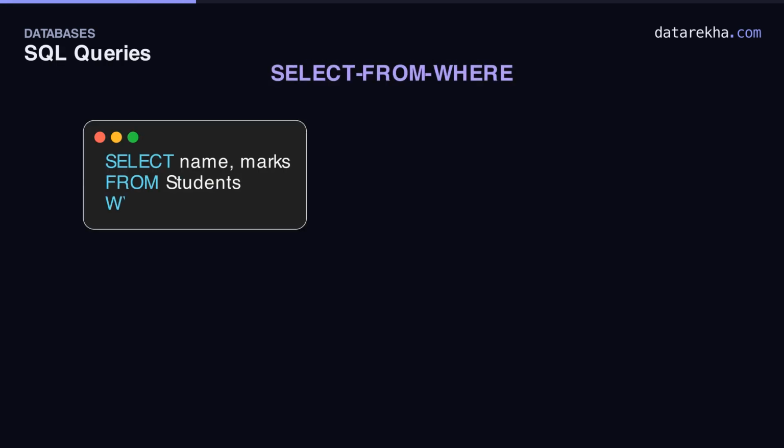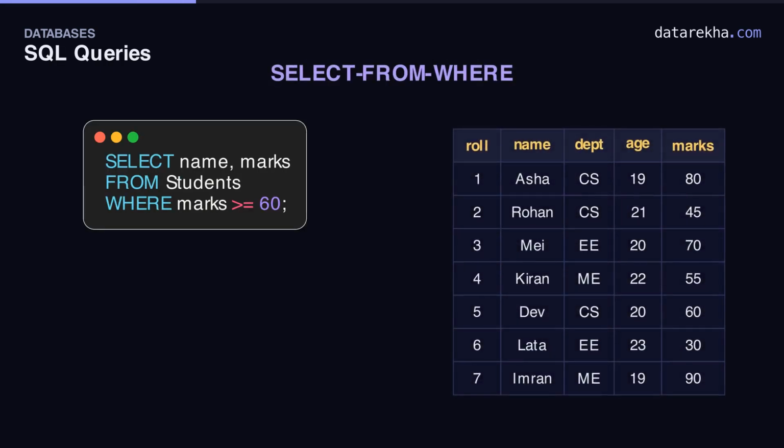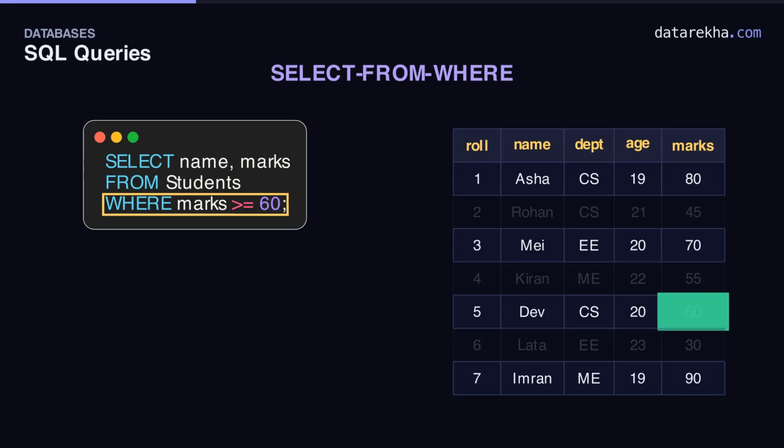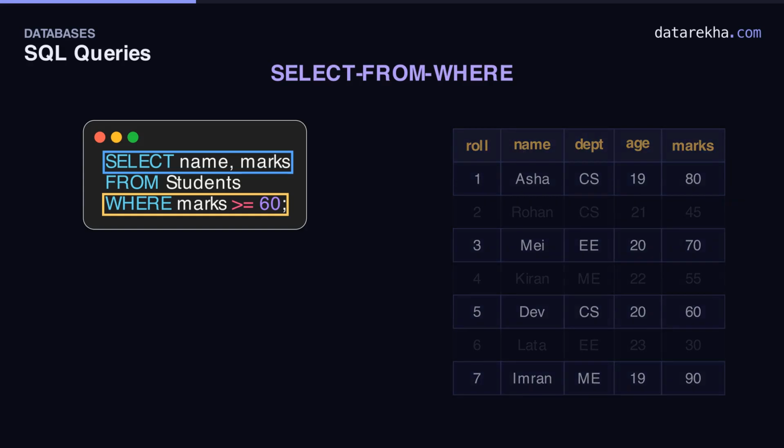Let's trace it properly. 3 clauses, and they do not run in the order you read them. FROM comes first. It names the table we start from. All 7 student rows land on the table. Next, WHERE. It looks at each row on its own and keeps only those with marks at least 60. Watch the failures fade. Rohan has 45, gone. Kiran 55, gone. Lata 30, gone. 4 rows survive. Finally SELECT runs.